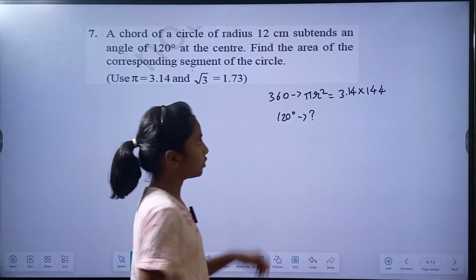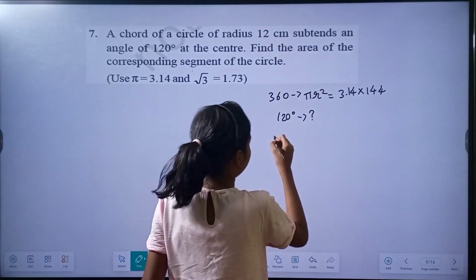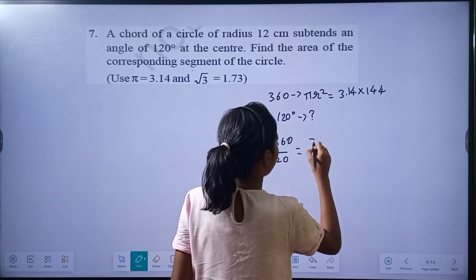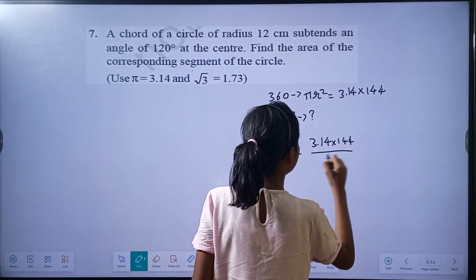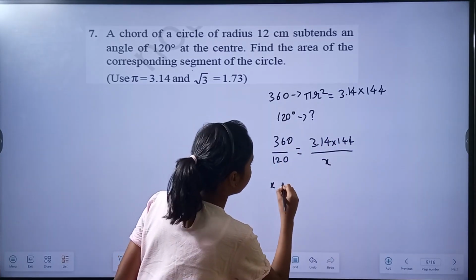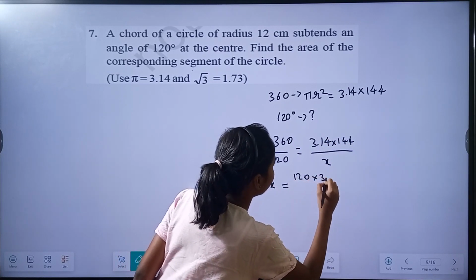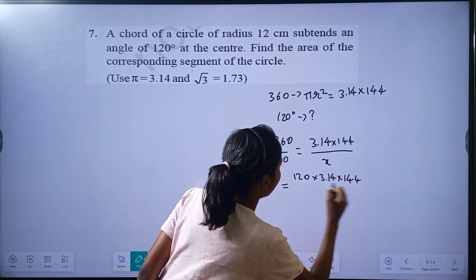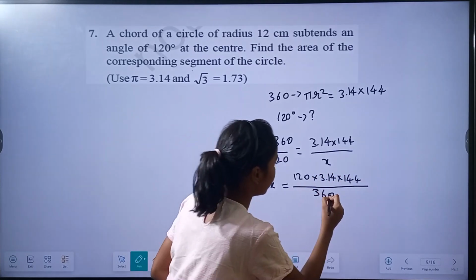As these two quantities are directly proportional, we can write the ratios as equal. So 360 by 120 is equal to 3.14 into 144 divided by x. We have to find x. So x equals 120 into 3.14 into 144 by 360. We can cancel the 360 over here.